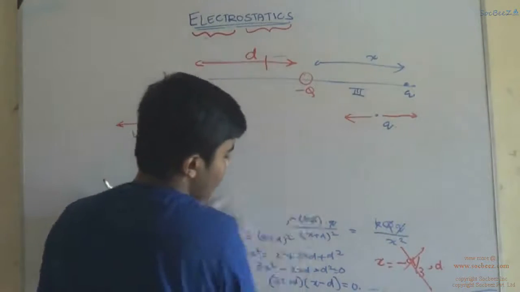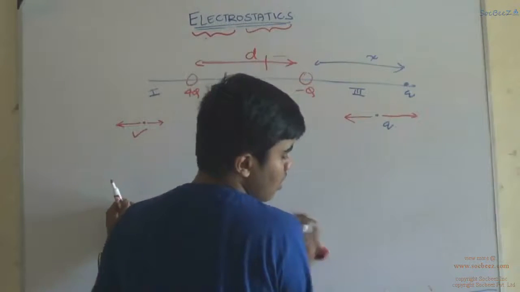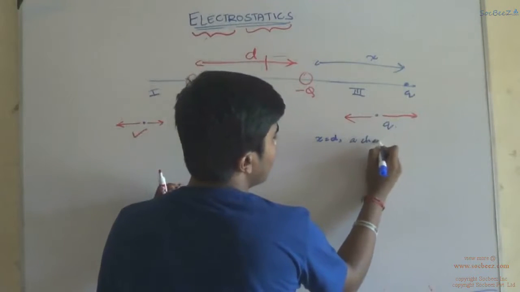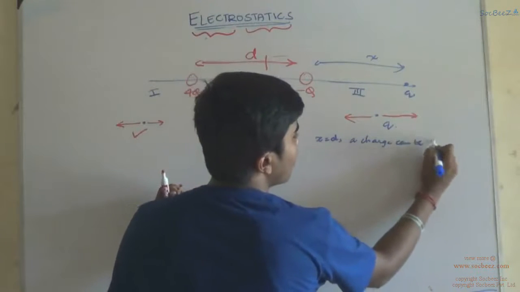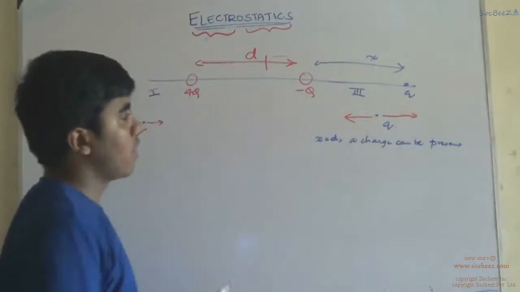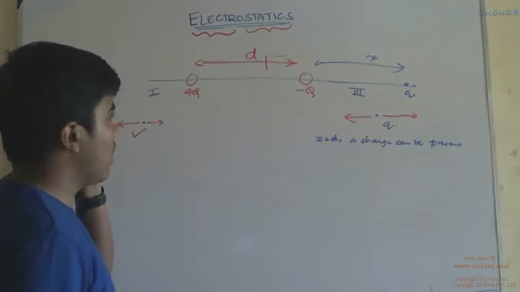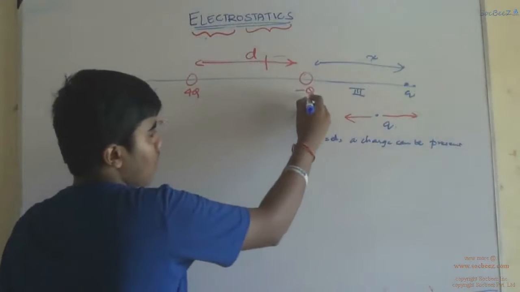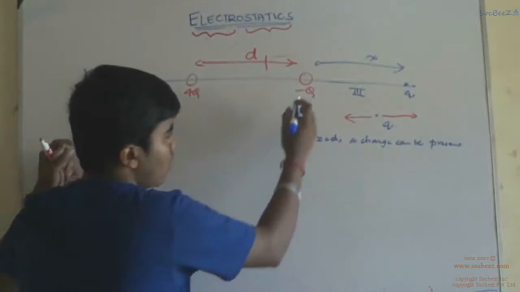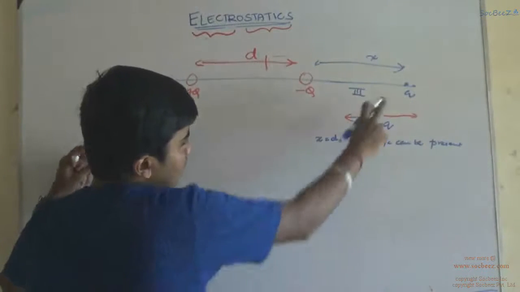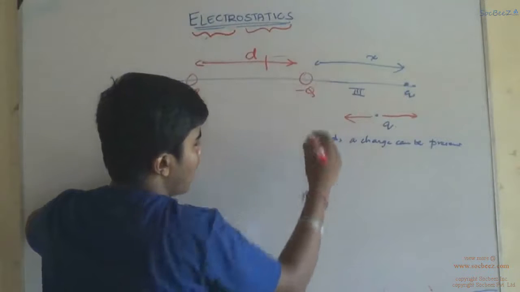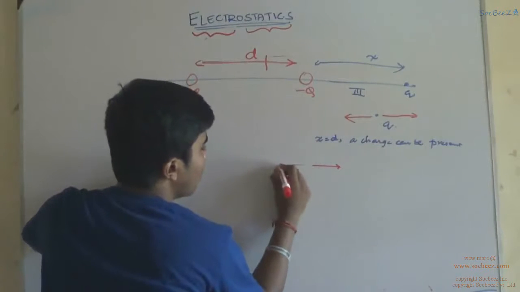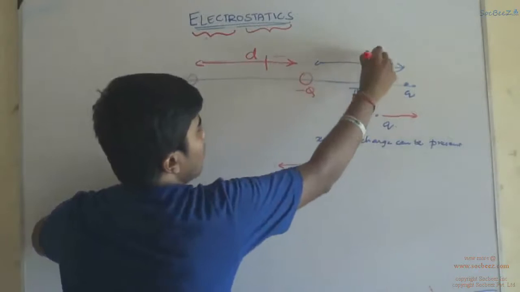Now we erase all this. At a distance x equal to d, a charge can be present. Now what is that charge? Let us evaluate on minus q. On this particular charge, since it is positive, we have considered it to be positive, the direction of force here is this way, and from this charge it is this way, right? And we know that this distance is d now.